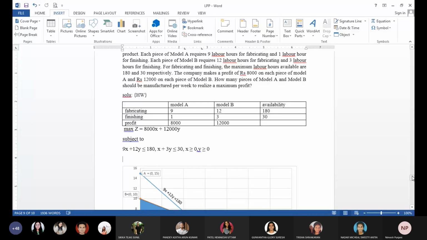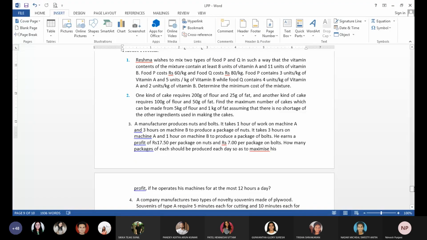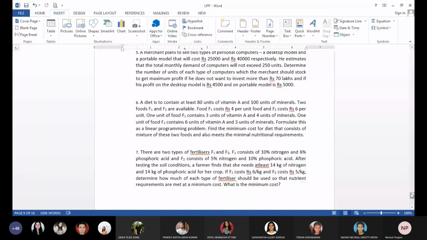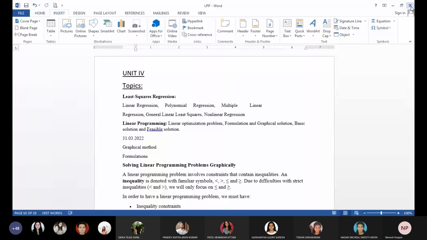Then again see there are some 7-8 questions for your practice. So those who are interested can do them. Others as usual don't do it. Okay, so this completes the part of LPP. अभी इसका PDF I'll upload it in the Teams.